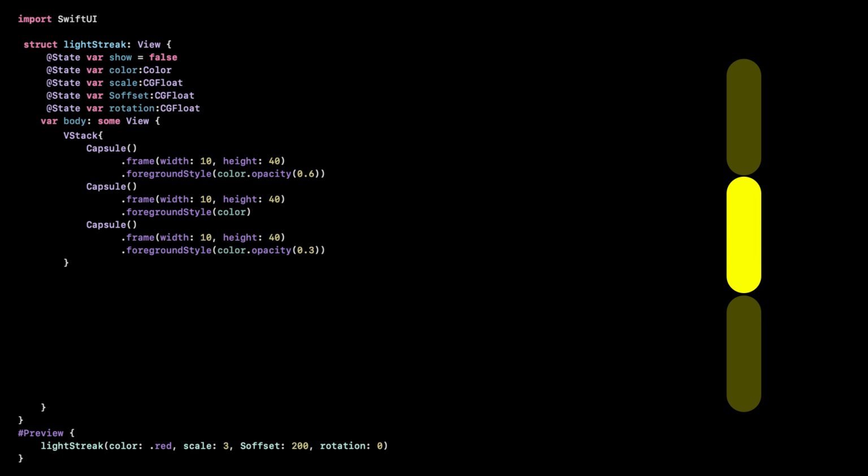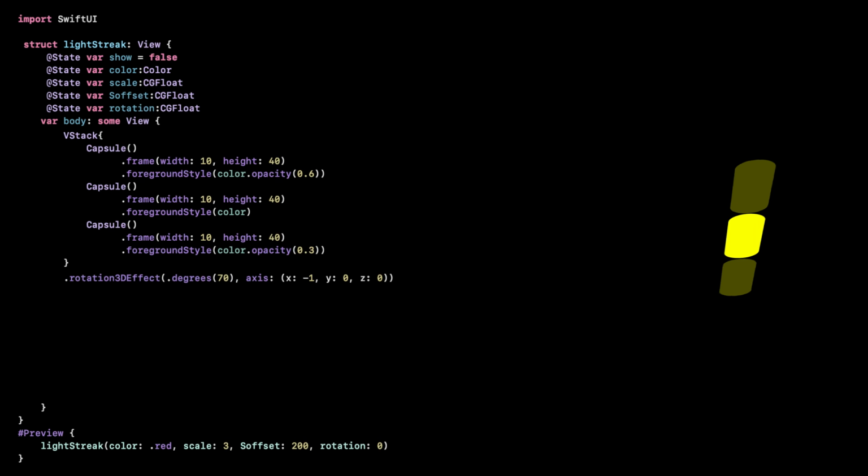To give it depth, we tilt the whole shape using rotation 3D effect on the x-axis. This makes it feel like it exists in space, not on the screen. And we animate the movement.